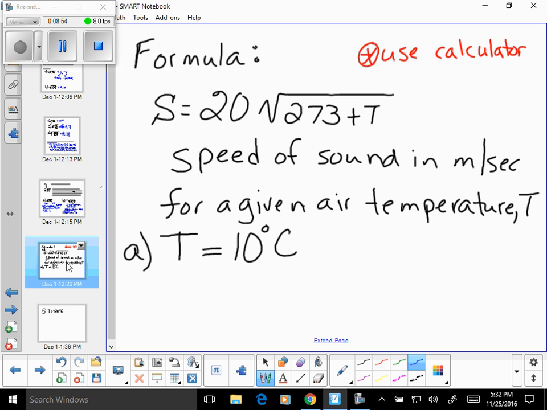One of the places to use this is in a formula for the speed of sound in meters per second for a given air temperature T. In science class we did talk about this, or we will, depending upon if you've had physical science yet or not. Sound actually varies according to the air temperature, because temperature can allow the molecules of air to speed up or to slow down.